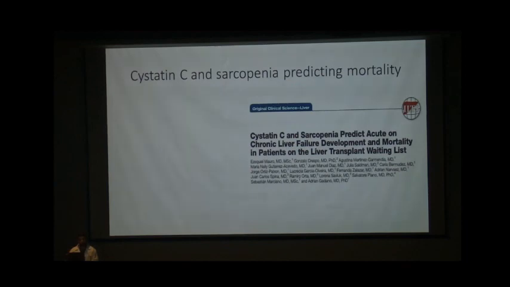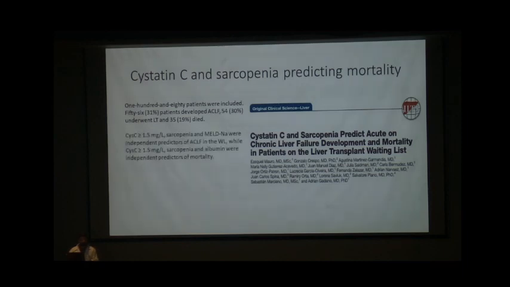So, whether Cystatin C and sarcopenia predict mortality, as creatinine has some fallacies in predicting AKI, since it is affected by muscle mass and protein intake. So Cystatin C was considered, along with sarcopenia, to predict mortality. They included 180 patients and showed that a cystatin level more than 1.5, sarcopenia, and MELD-sodium were independent predictors of ACLF and acute decompensation of liver failure in patients on the waitlist waiting for transplant.